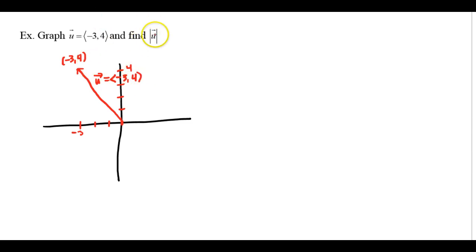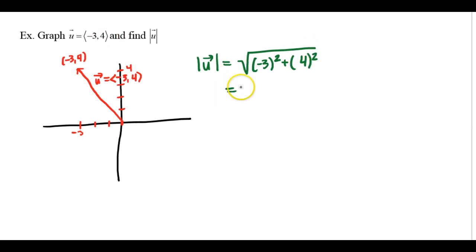So now I'm interested in finding how long this particular ray is, so the length, the norm, the magnitude. The formula for the magnitude of u is going to be the square root of x squared. So the x component, the horizontal component, is -3. So (-3) squared plus the vertical component, the y value, squared, all underneath the radical. So this is the square root of 9 plus 16, which is the square root of 25, which is +5. So that means the length of this vector is 5.